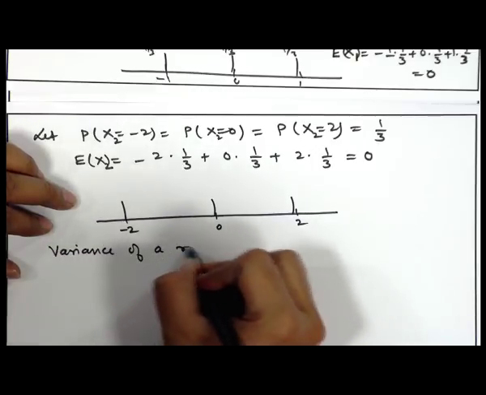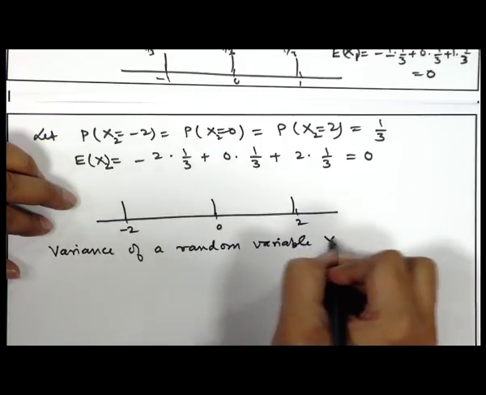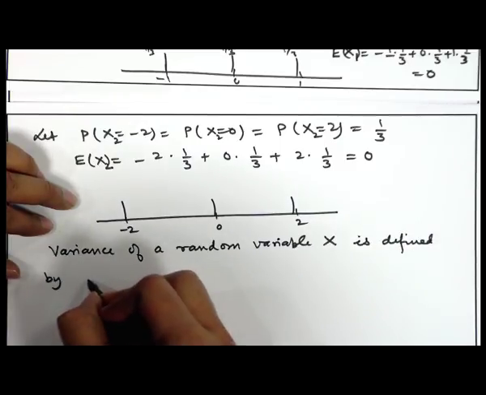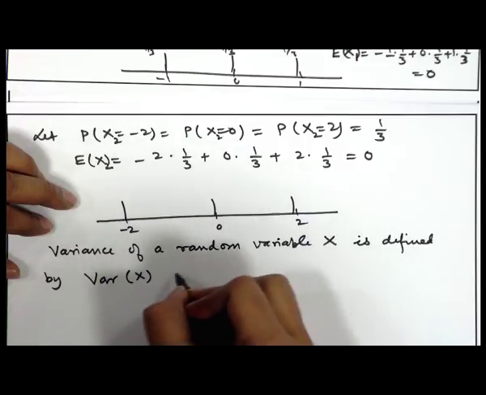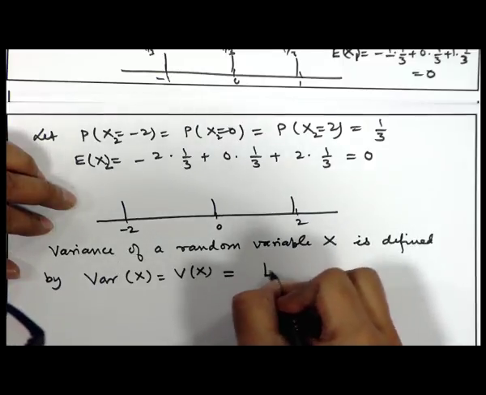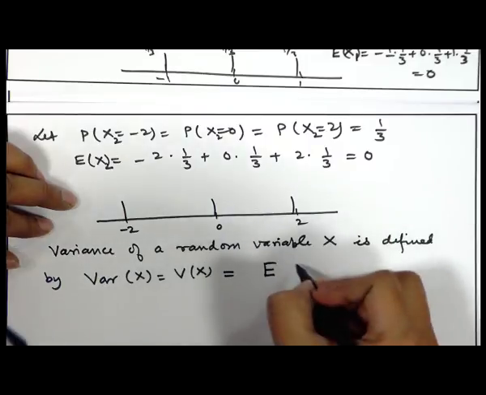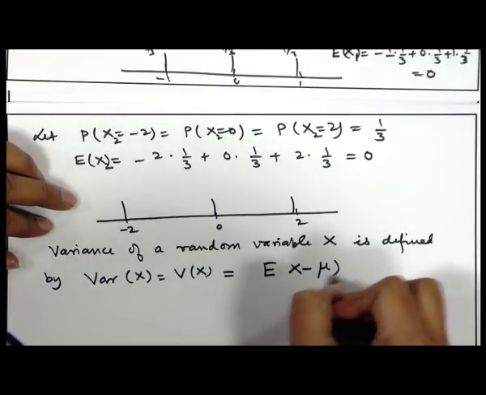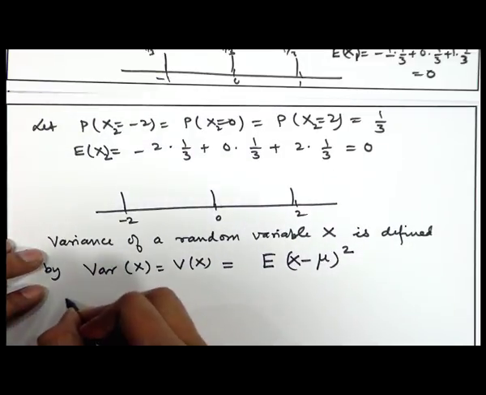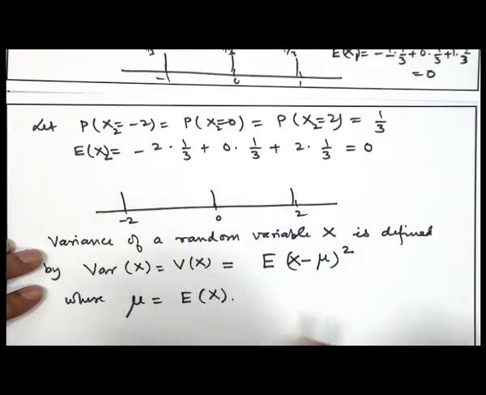Variance of a random variable x is defined by, so we call it var of x, or sometimes it is written as v of x. It is nothing but the expectation. Expectation terminology I have already introduced. So, let us see expectation of what: (x minus mu) square, where mu is used as a notation for the expectation of x.